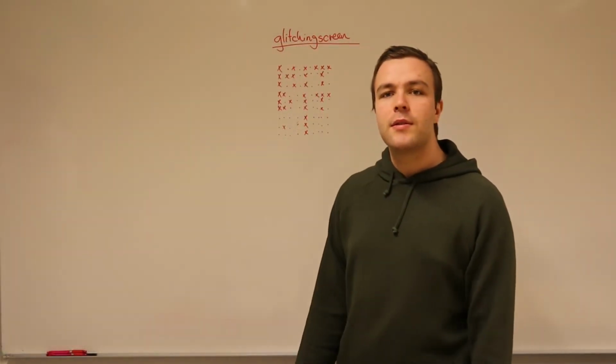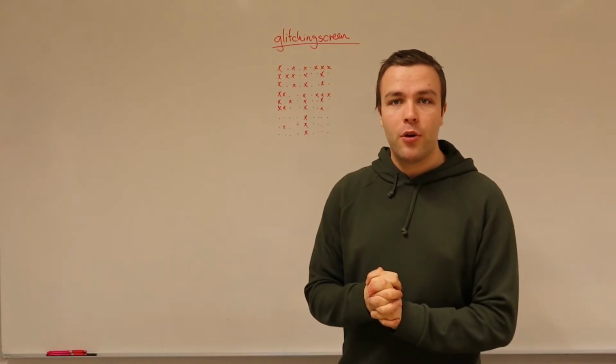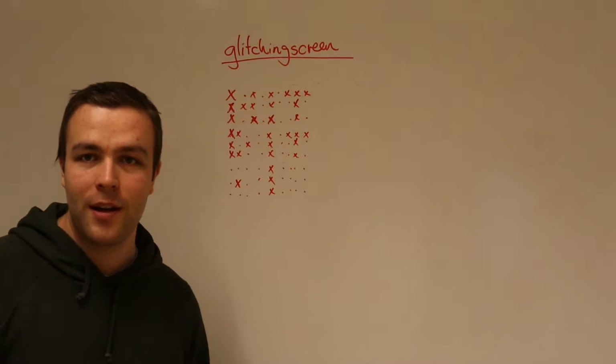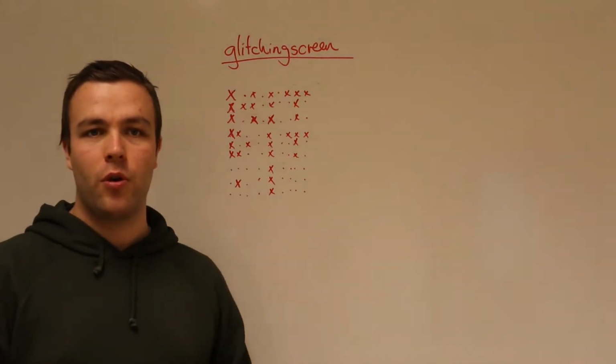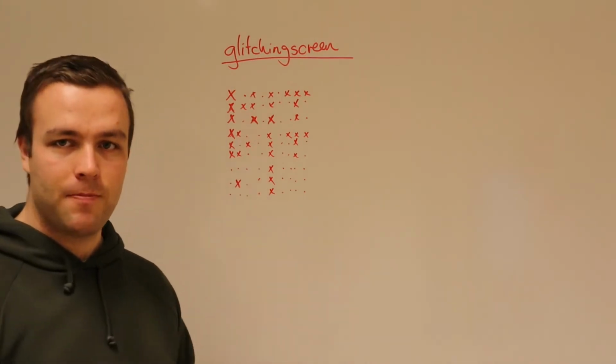Hello, this is the solution video for the glitching screen problem from BGOpen 2021. So, in the glitching screen problem, your task is to help Peter determine what the next train stop is.